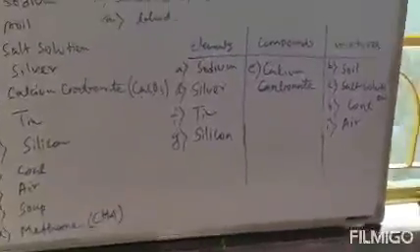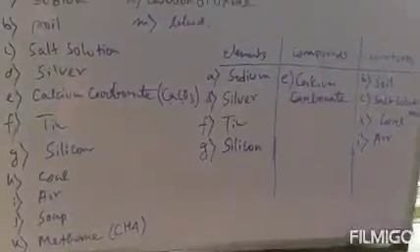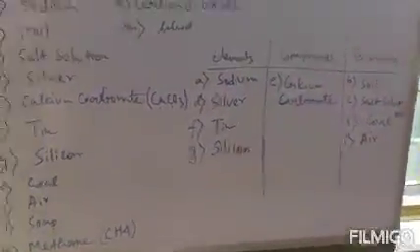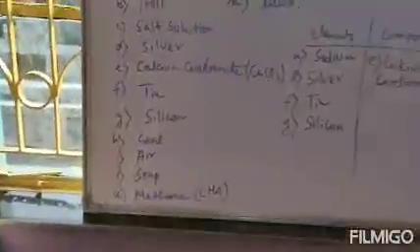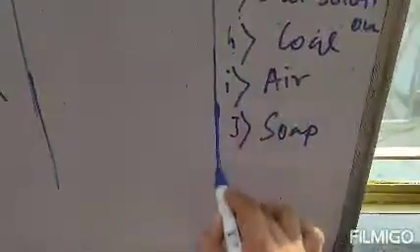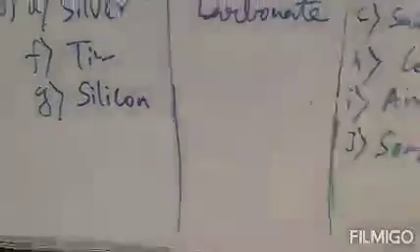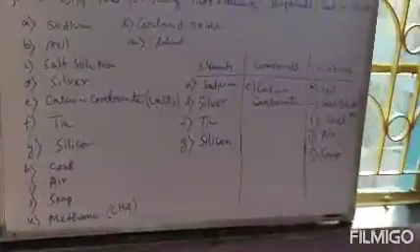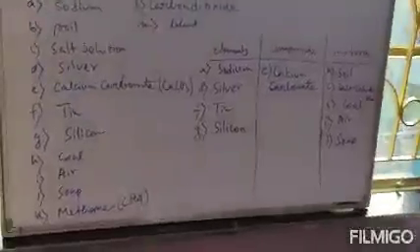Next is air. Air is definitely a mixture, because air is composed of various gases. There is nitrogen, there is oxygen, there is carbon dioxide. So air is definitely a mixture. Clear? Next is soap. Soap is also a mixture, because soap is mainly composed of bases, and various kinds of bases are mixed in soap. So soap is one of our mixtures.